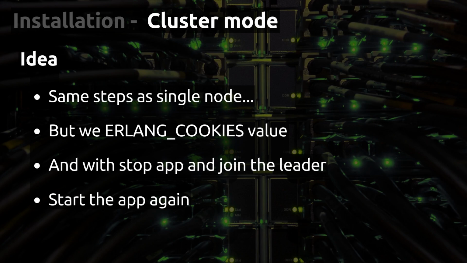Of course we need to do the same steps as in the previous video to install a single node, and after that, in our process, we need to set what we name Erlang cookies. This is just like a token in the RabbitMQ configuration. We put it into our settings to be sure that if followers join the leader, these followers are allowed to join this cluster.